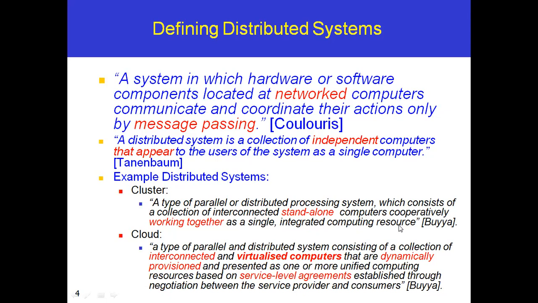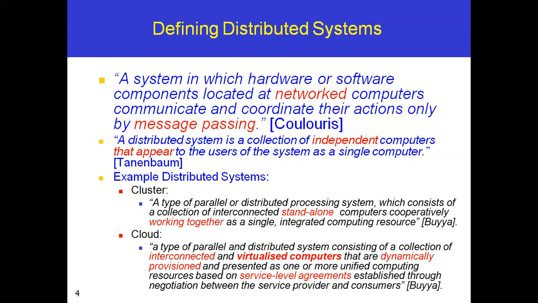I hope you understand this one. A distributed system is a combination of a collection of interconnected standalone computers. Standalone means independent, autonomous; these three are considered to have the same meaning. The computers are cooperatively working together. How? By passing messages among the network, working together as a single integrated computing resource.